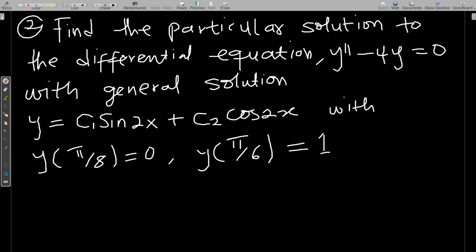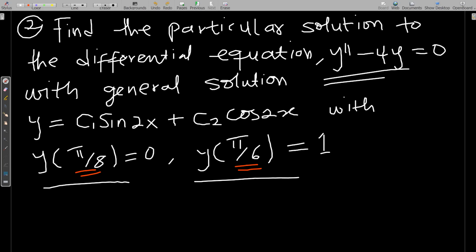And the second question is find the particular solution to the differential equation. With the general solution y equals C1 sine 2x plus C2 cos 2x with these conditions, okay? Now these conditions are different, because look here, we have y of pi on 8 is equal to 0 and y of pi on 6 is equal to 1. These values are different, okay? So since we are evaluating them at different points of x, we call this boundary conditions.